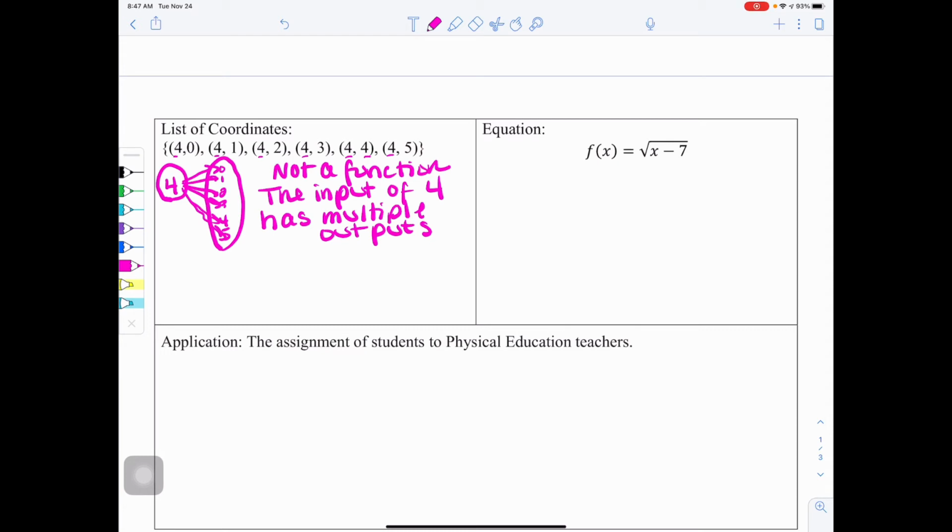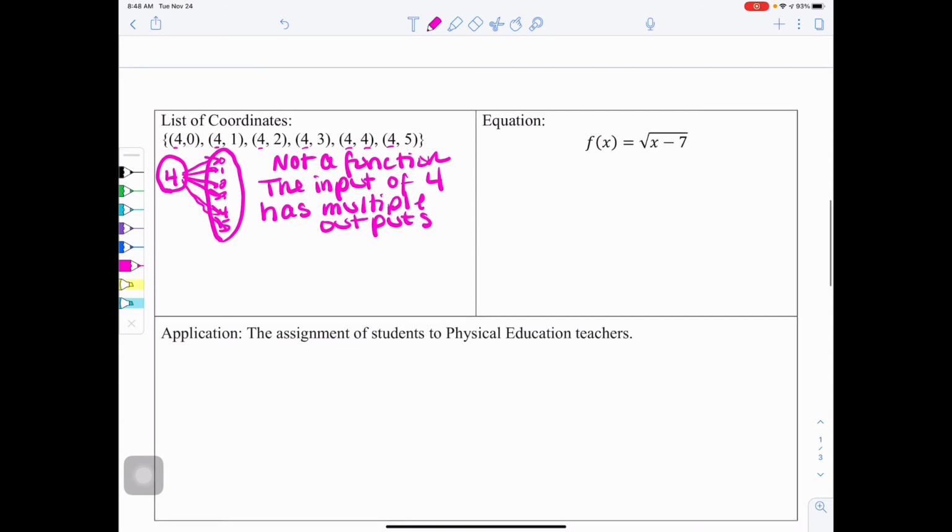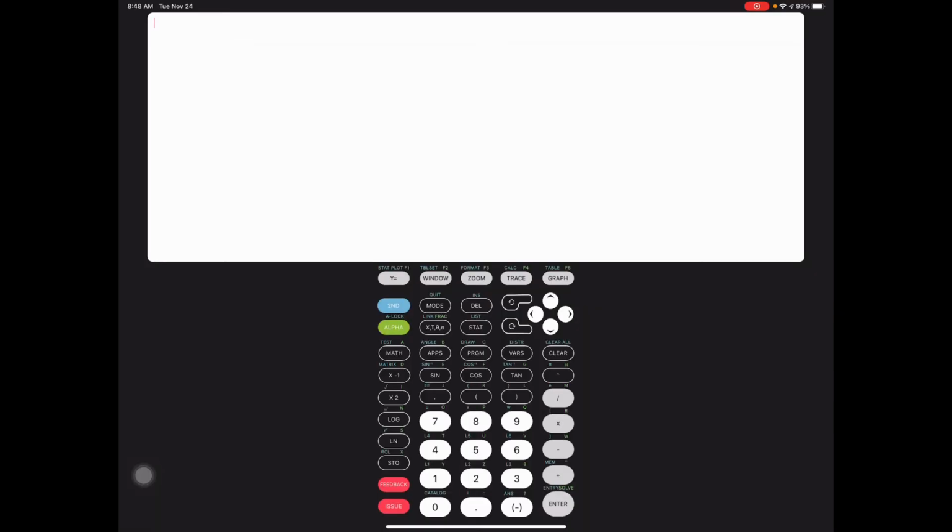Okay, now we're going to look at an equation. F of x equals the square root of x minus 7. Okay, so we want to think about what's allowed for these types of numbers, and you can also use your graphing calculator to help you. So on my graphing calculator, I'm going to go to the y equals screen, and I'm going to type in the square root of x minus 7. Second squared will give me the square root, and then I will type in x minus 7.